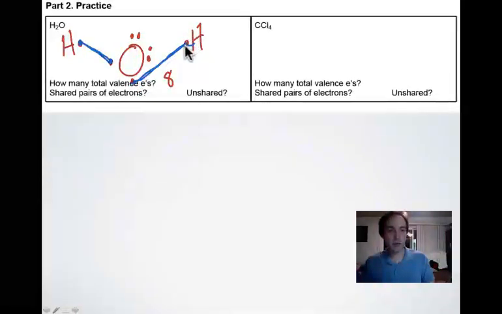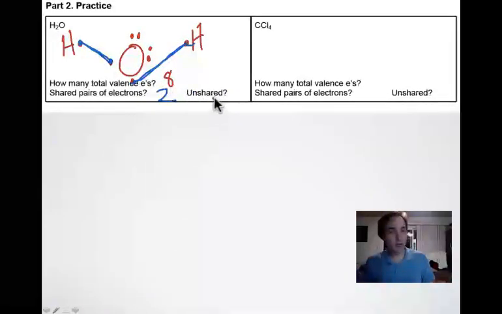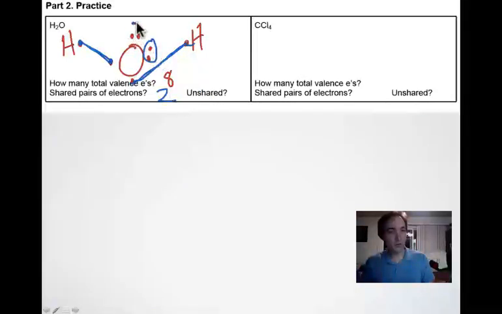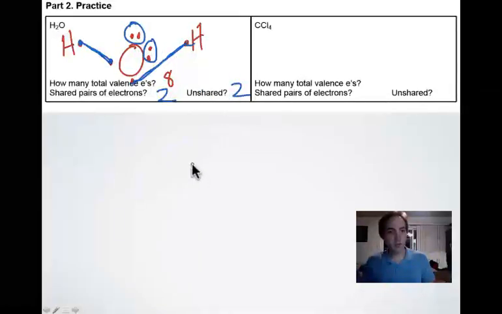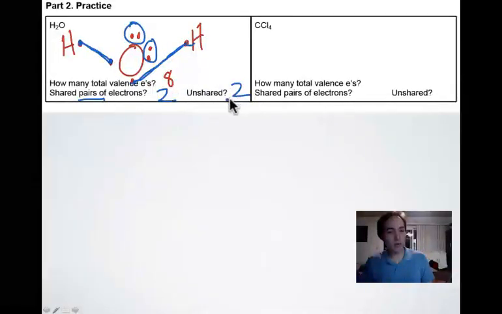Now this hydrogen has its octet, the 2 electrons it wanted, and if we look at the oxygen, notice the oxygen has 1, 2, 3, 4, 5, 6, 7, 8. So it now has its octet as well. Let's look a little further here. How many shared pairs of electrons do we have? Well, here's a pair that's being shared, and here's a pair that's being shared. So that's 2 shared pairs, and then how many unshared pairs? Well, we have 1 here and 1 here, so that would be 2 as well. Notice these are pairs, so if we add these 2 together, that's 4 pairs, or 8 total valence electrons.